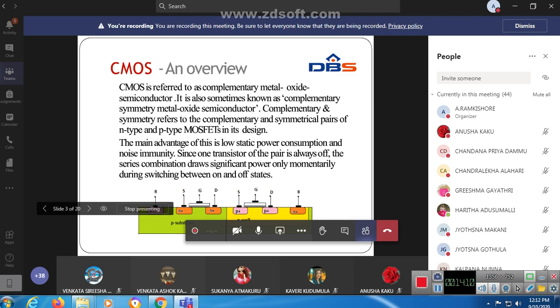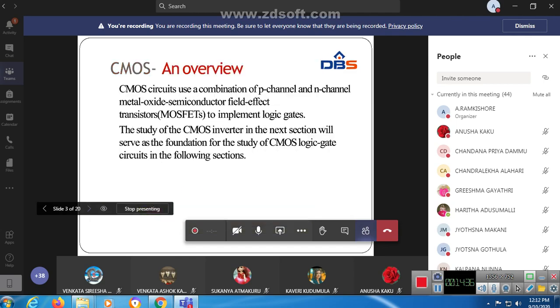Since one transistor of the pair is always off, the series combination draws significant power only during the switching between on and off states. So ఎందుకని low power and the noise తక్కువ ఉండే, ఎందుకంటే ఒక టైప్ ఆఫ్ ట్రాన్సిస్టర్ ఆన్ అయ్యంటే ఇంకో టైప్ ఆఫ్ ట్రాన్సిస్టర్ ఆఫ్ అయి ఉంటుంది, ఒక టైప్ ఆఫ్ ట్రాన్సిస్టర్ ఆఫ్ అయి ఉంటే ఇంకో టైప్ ఆఫ్ ట్రాన్సిస్టర్ ఆన్ అయ్యండి. సో దట్స్ వై ఇట్ ఈస్ కాల్డ్ ఏ కాంప్లిమెంటరీ మెటల్ ఆక్సైడ్ సెమీకండక్టర్. And a CMOS circuit uses a combination of P channel and N channel metal oxide semiconductor to implement logic gates.